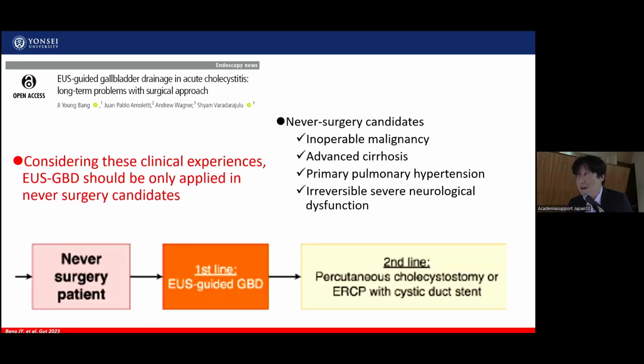Considering this clinical experience, EUS-GBD should only be applied to never-surgery candidates, I think. Never-surgery candidates include inoperable malignancy, advanced cirrhosis, primary pulmonary hypertension, and irreversible severe neurological dysfunction.